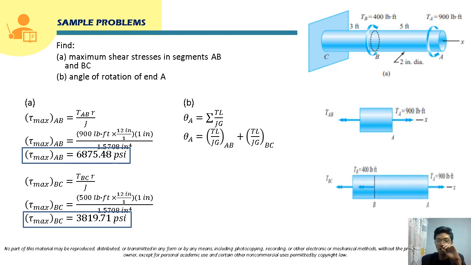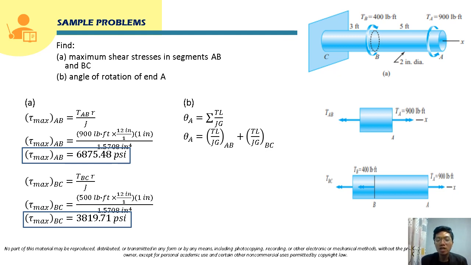Now for segment BC, this is the free body diagram if we cut a section here at segment BC, and the internal torque here is represented by this double-headed arrow. This double-headed arrow is pointing away from the cross-section, so this is also a positive internal torque. Meaning the angle of twist in segment BC will also be positive. So that's our sign convention, class.